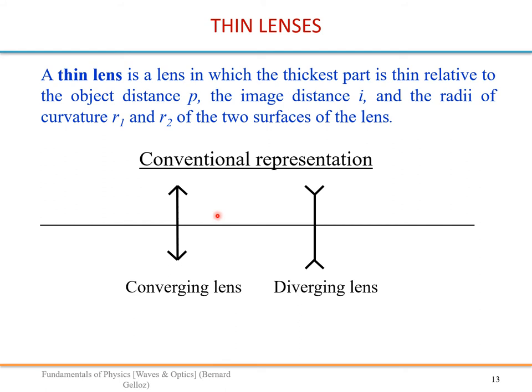So in that case, you have to find a representation of it, because you cannot see if it is double concave, convex, or what. A converging lens is just written as a double arrow, like this. And a diverging lens is just written with the arrows in the other direction, like this. Okay, so this is the convention.